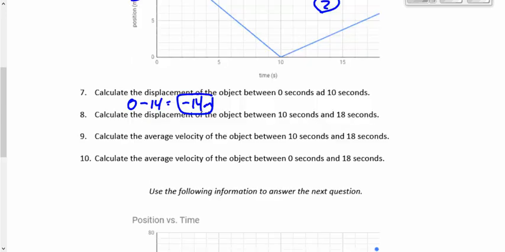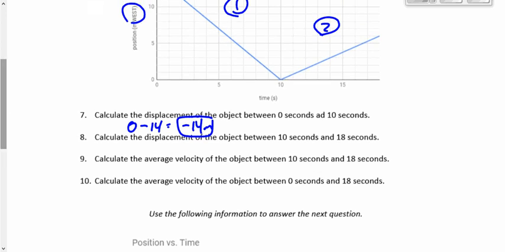Okay, next one, calculate the displacement between 10 and 18 seconds. Same method here. Final position looks like 6. Initial position is 0. We're going to say 6 minus 0 is 6 meters. By the way, we don't worry about significant figures with graphs. There are rules for that, but we just don't do them. That's positive, which means it's 6 meters to the west.